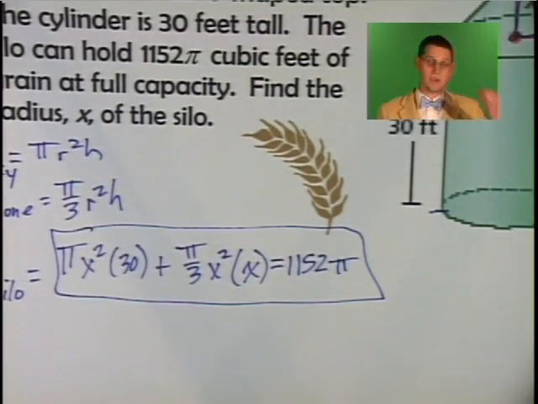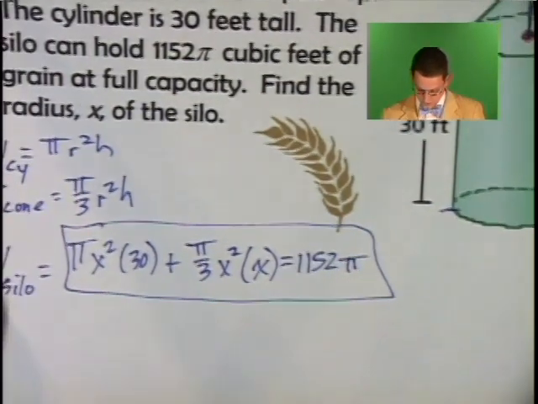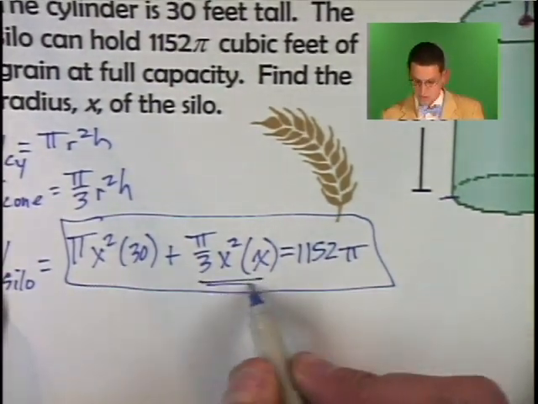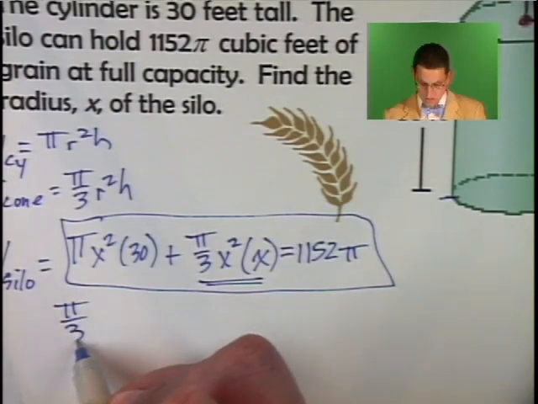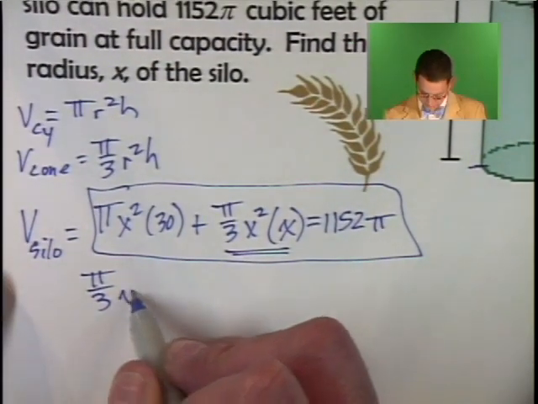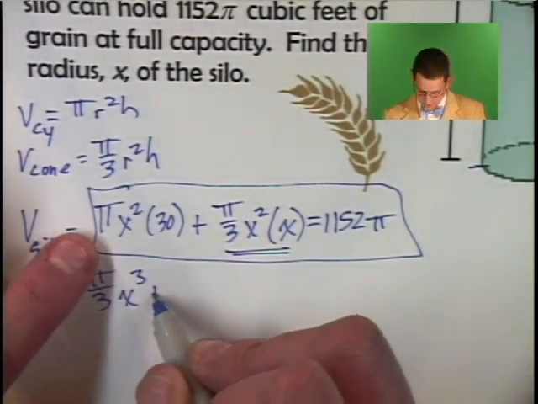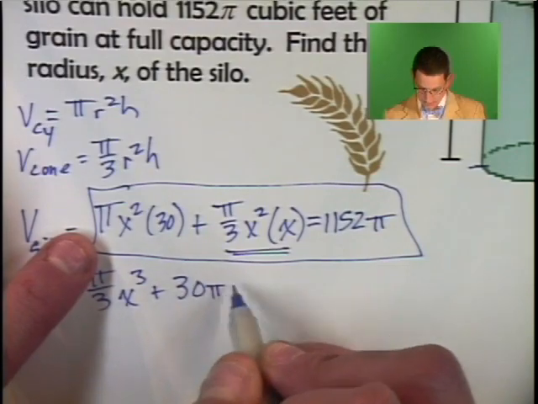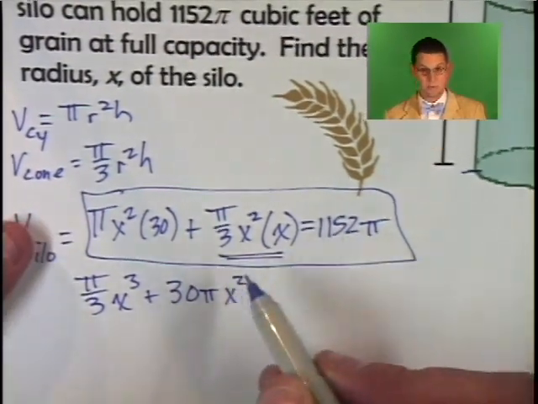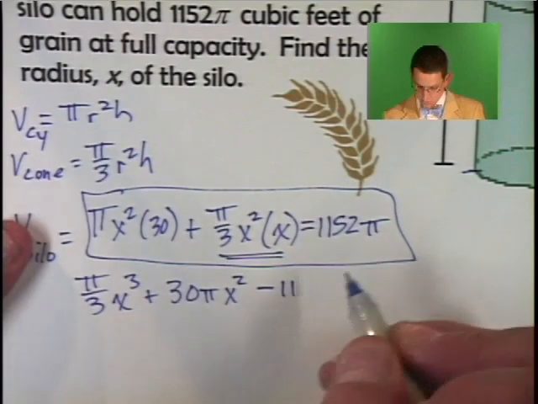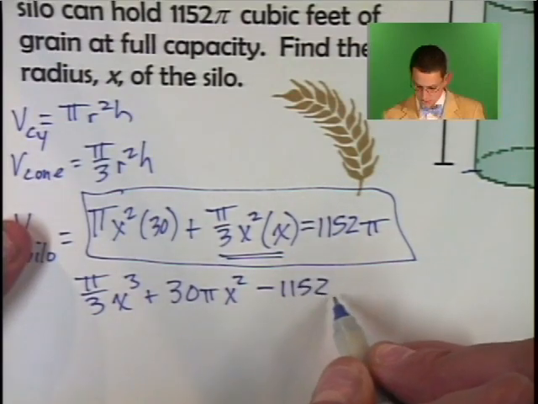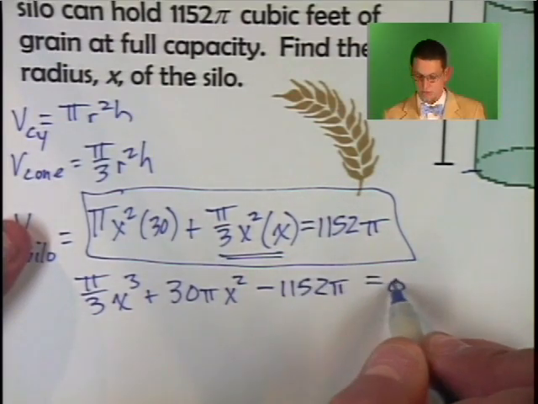And I want to solve it. So the easiest way, or one of the ways to actually solve an equation on the calculator, is to get everything on one side, set it equal to 0, and then find the roots. Okay? Well, let's go ahead and do that. This is going to be a cubic term, so I'll write it in descending order. I get pi thirds x cubed plus 30 pi x squared. And when I subtract this, I get minus 1,152 pi, and I set it equal to 0.